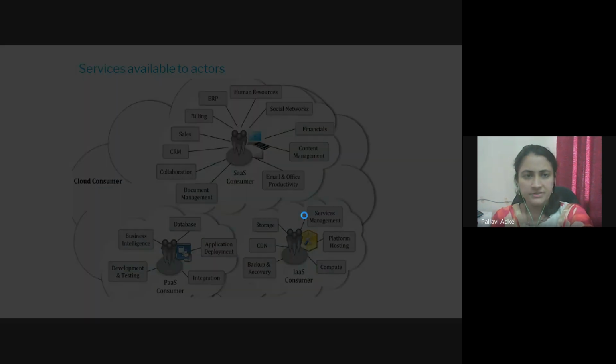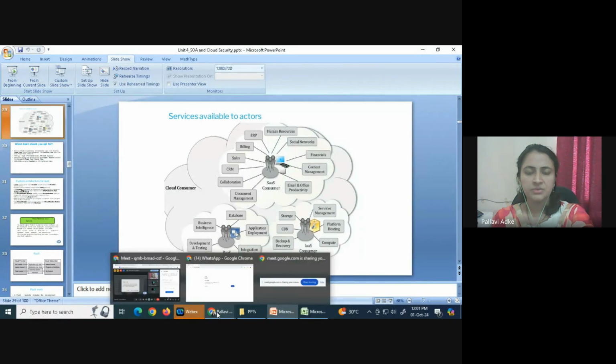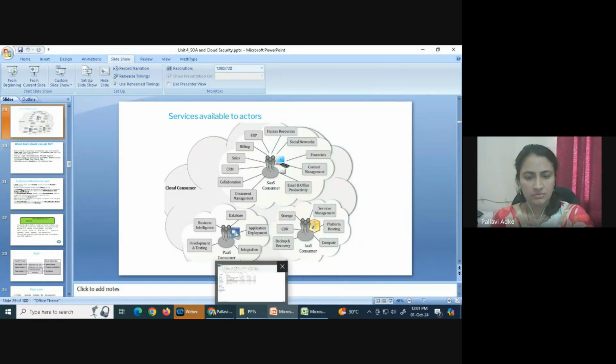I will stop here for today's lecture. The cloud security points I will try to cover in the next unit, and then we will start with the remaining points from unit number 5.